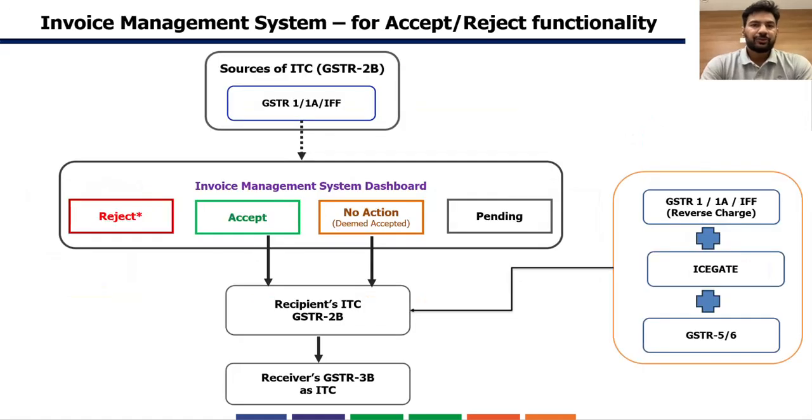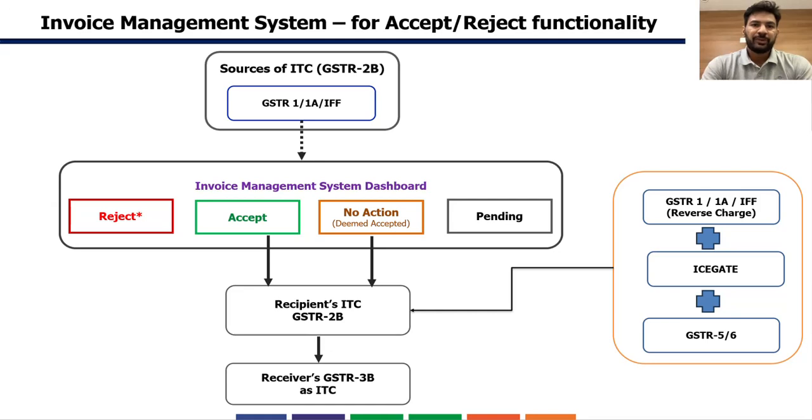Next one is, taxpayers को IMS में क्या क्या दिखेगा. तो IMS में सप्लायर टैक्सपेयर ने जो भी रिकॉर्ड्स या इनवॉइसेस जो GSTR-1, GSTR-1A या IFF में अपलोड किए हैं, that will be available for the recipient taxpayer in their IMS.